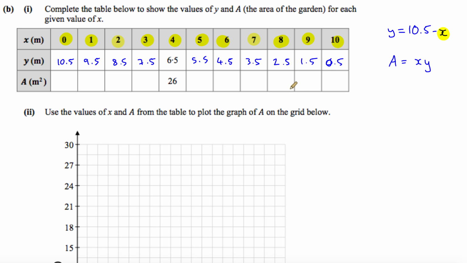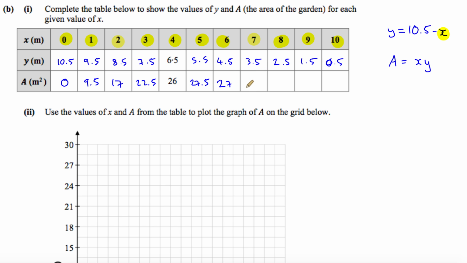Okay, so now we're going to find the area. Now the area is the x value times the y value, so we're just going to multiply 0 by 10.5, that gives 0. 1 by 9.5 is 9.5. 2 by 8.5, you can do these in your calculator, that's 17. 3 by 7.5 is 22.5. This one's done. 4 by 6.5 is 26. 5 by 5.5 is 27.5. 6 times 4.5 is 27.